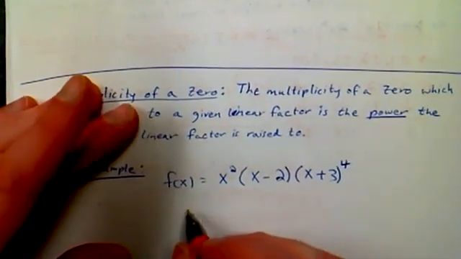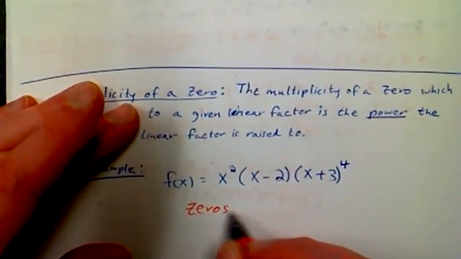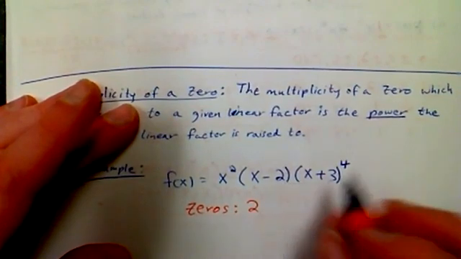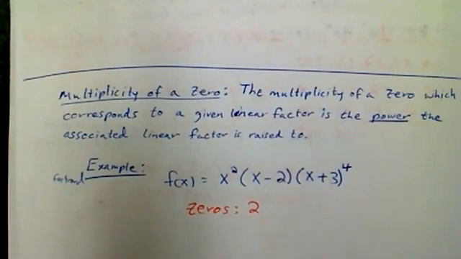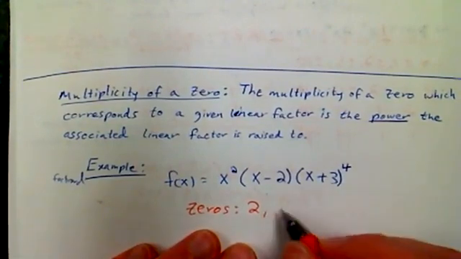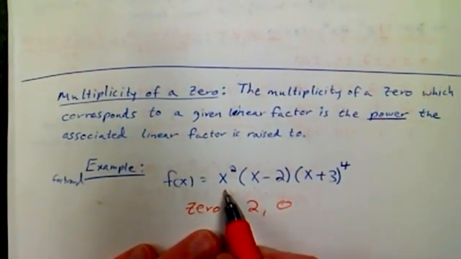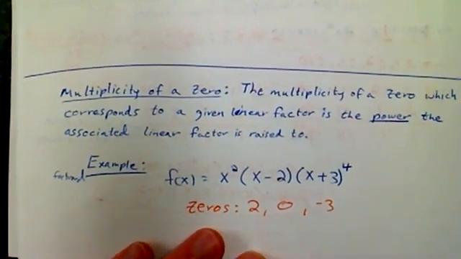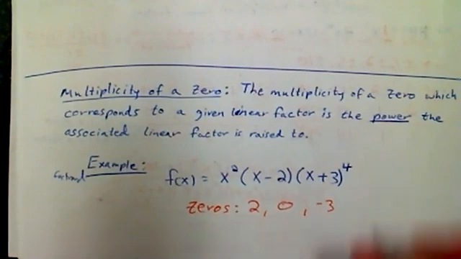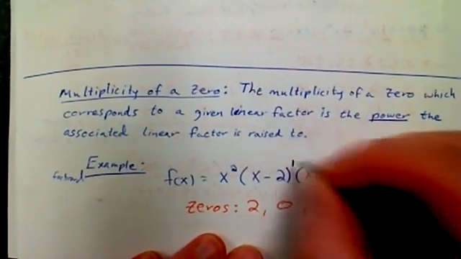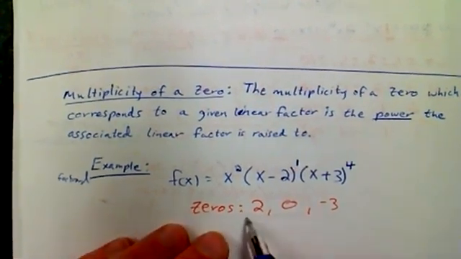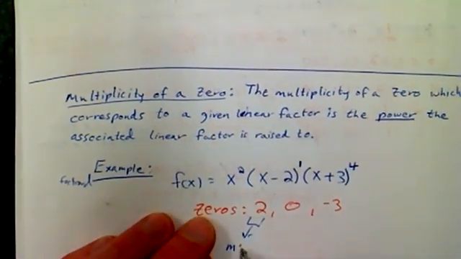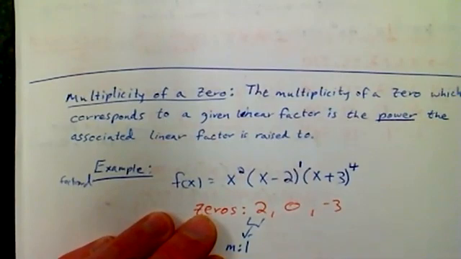Okay? So I know from this that I have zeros of 2. I got that from here. I am going in a particular order. I have a 0 of 0. That's from this part, right? And I have a 0 of -3. Now, technically, x minus 2 is to the first power. So right here, this 0 has a multiplicity of 1.